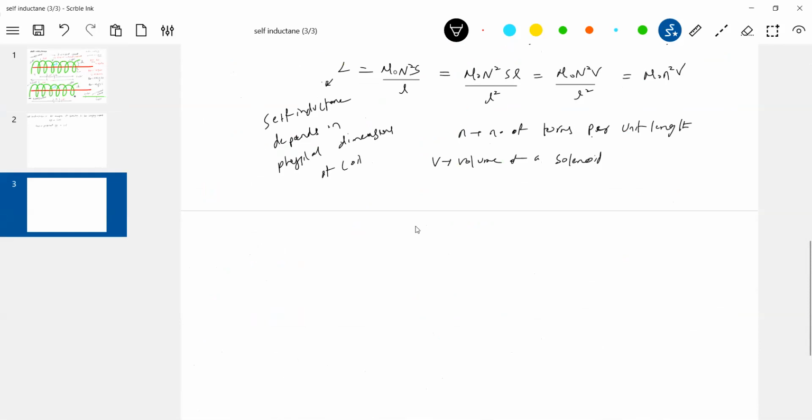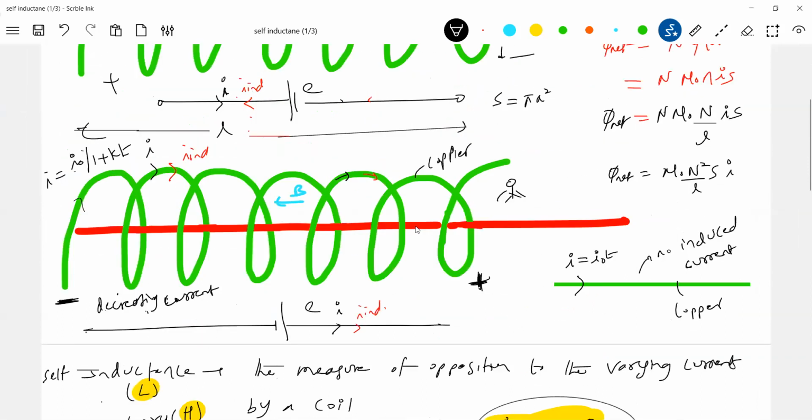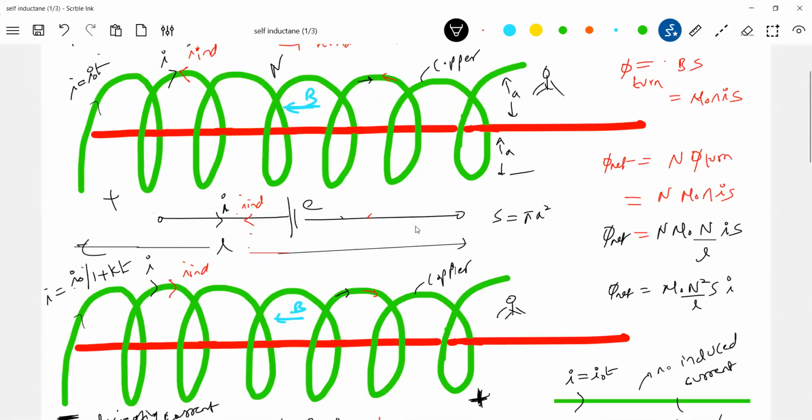Again, what is resistance? Go back to some very basic things you learned. Let me stress once again: resistance is a measure of opposition by a conductor to the flow of current. That's all, not to the direction of current, but the flow of current. Current increasing or decreasing, irrespective of that, the conductor will oppose the flow of current. What about inductance? It's a measure of opposition to the varying current, not to the amount of current. It will just oppose varying current.